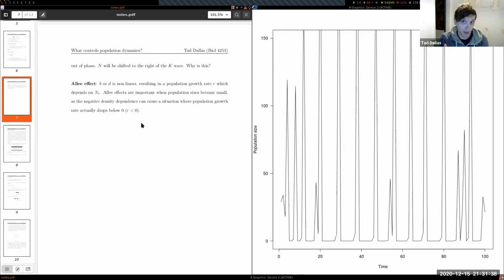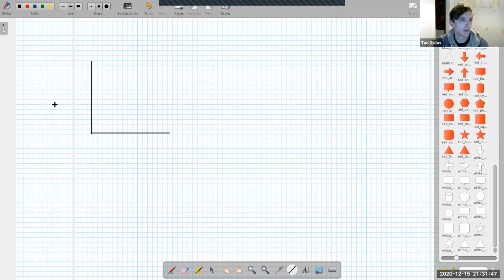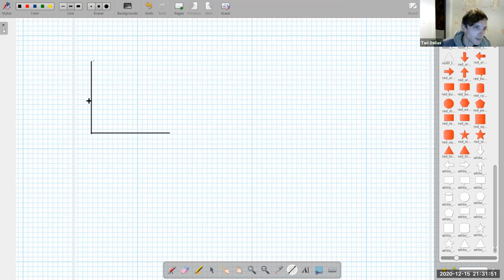So how this happens is, let's say population size, I actually think I have this open. Oh man, I have this thing ready to go. All right, so let's consider some demographic rate on the y-axis. I'm drawing lines. I don't know how I fix that. All right.